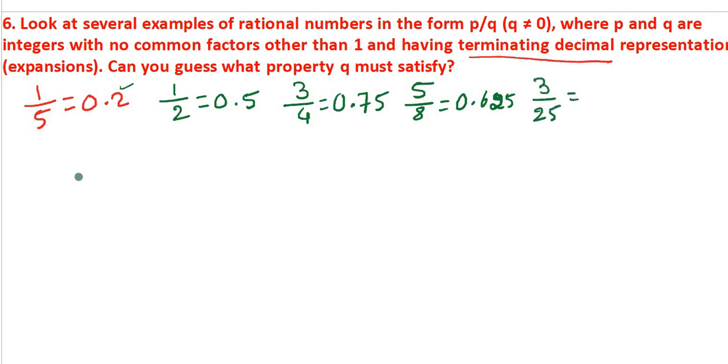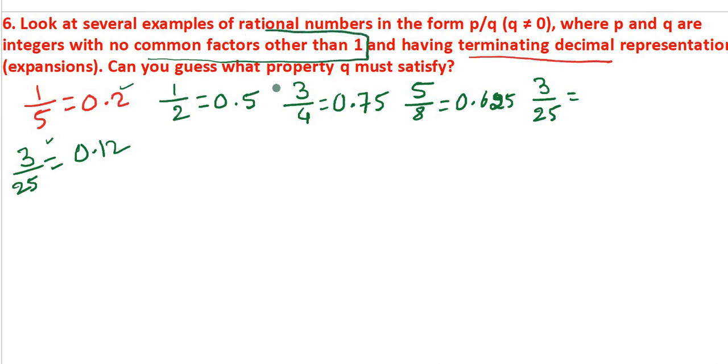Okay, I will write 3 by 25. Can you tell me the answer, children? Yes, 3 by 25, the answer is 0.12. You can take any number as the upper value, but both numbers should have their common factor as 1 only, right? Yes, meaning co-prime numbers only.